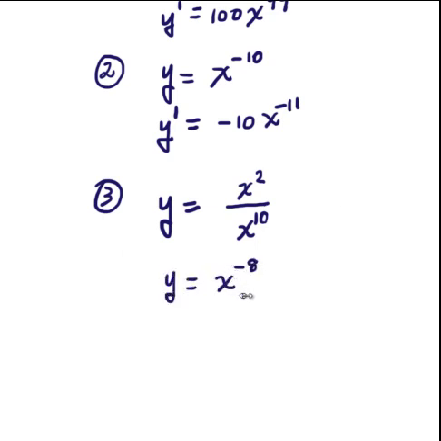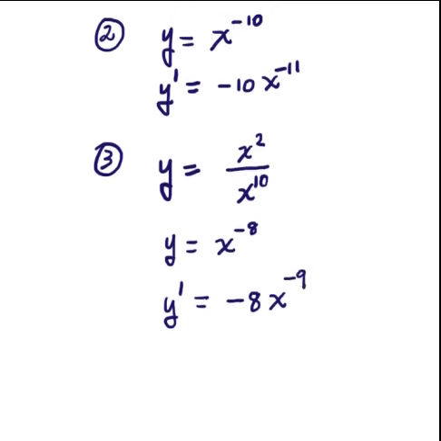And now once it's in the form of a power, we're ready to apply our power rule and take the derivative. So bring down the minus 8 and subtract 1 from the exponent. Minus 8 minus 1, we have minus 9.